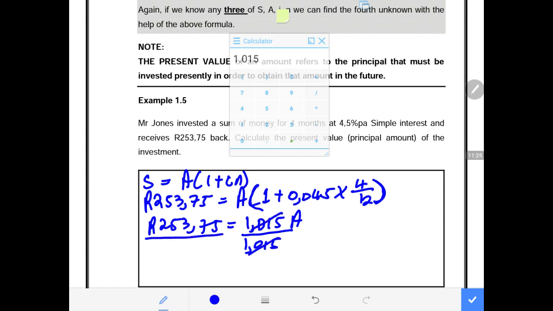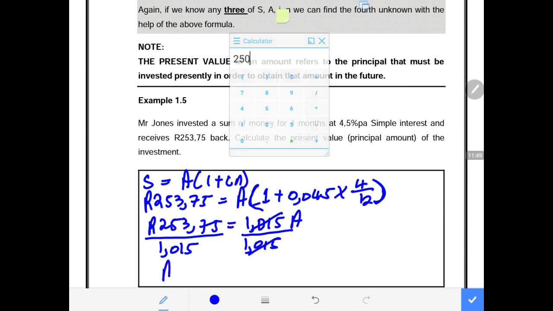Whatever we do on the left, we also do it on the right hand side. Then we say divide by 1.015. So now meaning we have to say 253.75 divide by 1.015. Then we get an amount of 250.